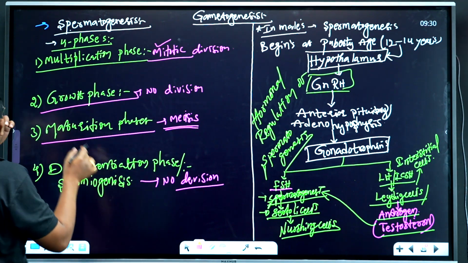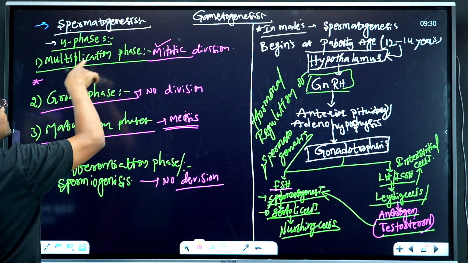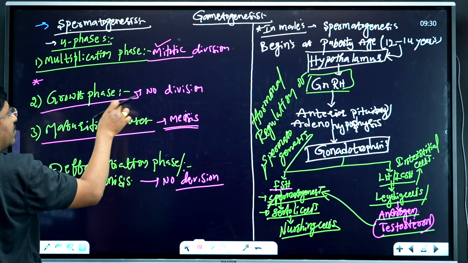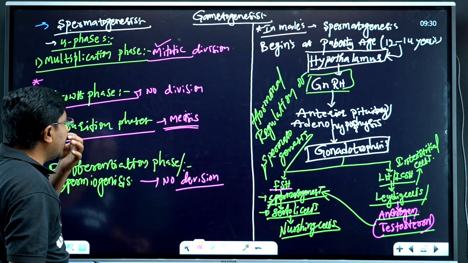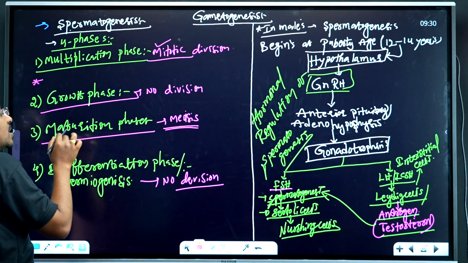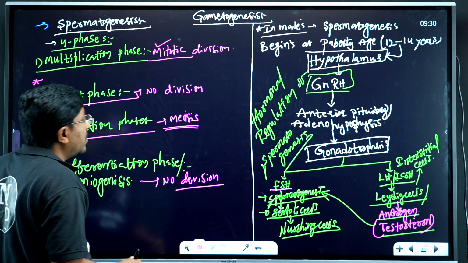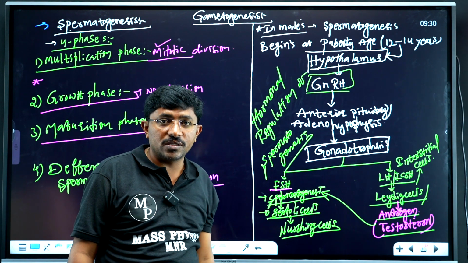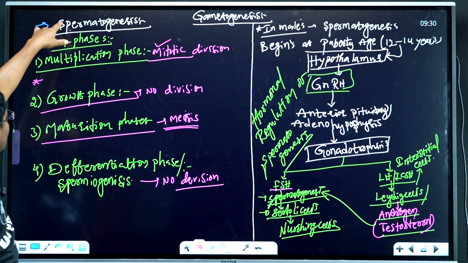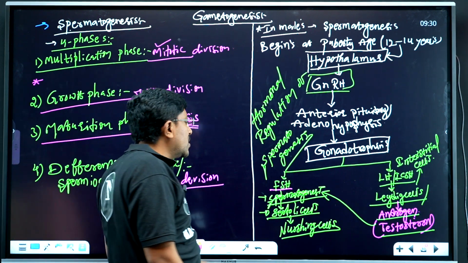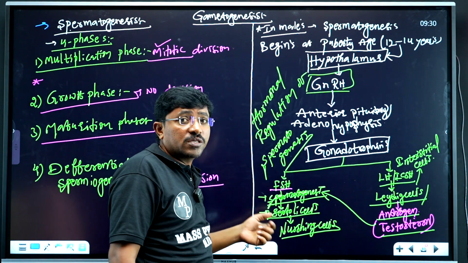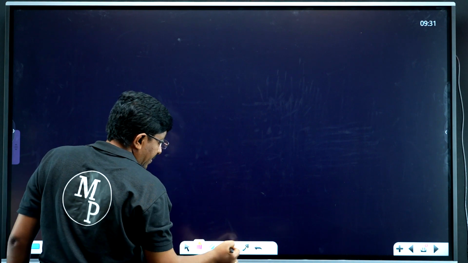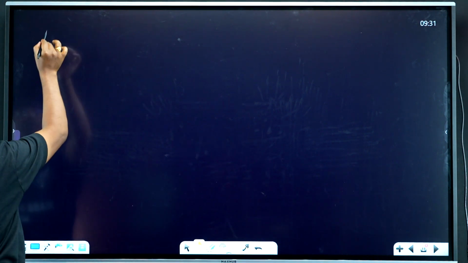In this process, what happens? The number of spermatogonial cells increases and the size of the cells increases, and after completion of the growth phase, they initiate the meiosis process. After meiosis, spermatids are formed and the spermatids are converted into spermatozoa, which is the differentiation phase. Now we will discuss the entire process of spermatogenesis with the help of these four phases. First, the multiplication phase.